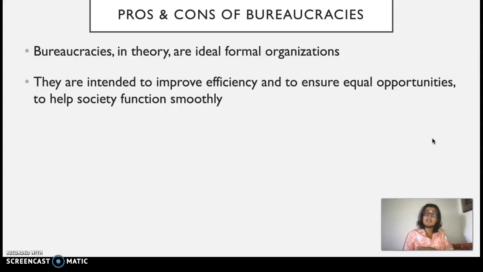I know exactly what's expected of me. I know what I need to do to maintain my job. I know what I need to do to advance in my job. And I know what the consequences are if I don't fulfill the tasks of my job. So bureaucracies are intended to help society function smoothly.